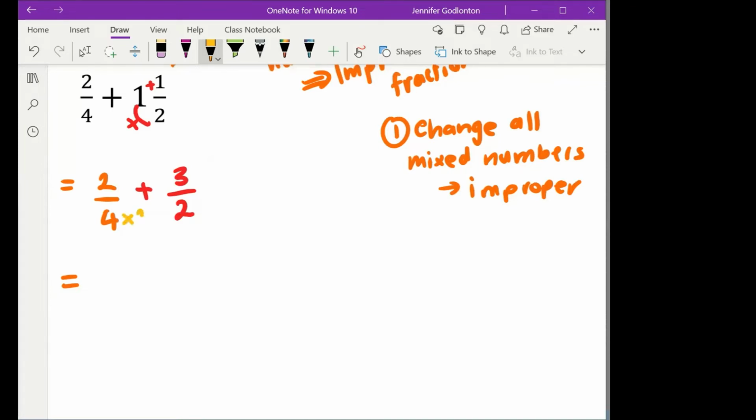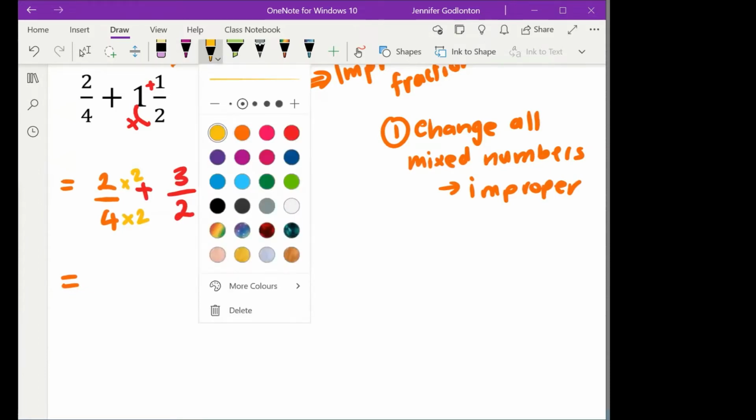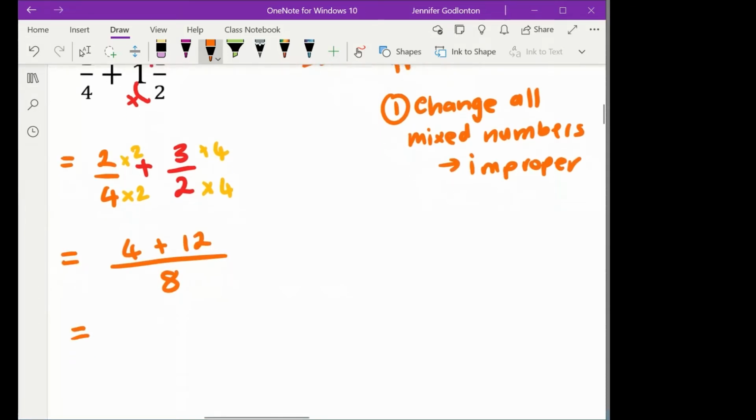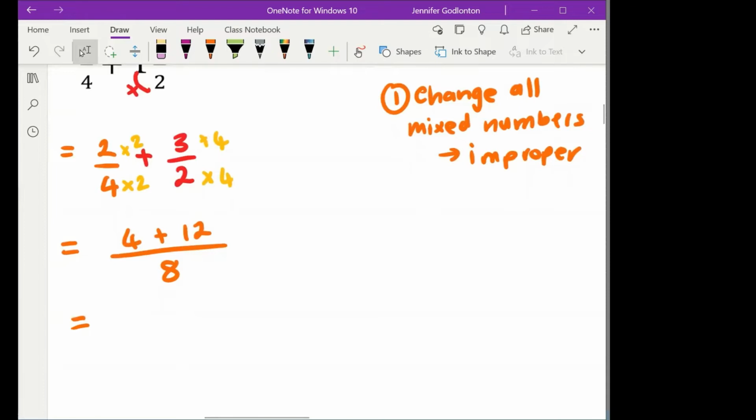Okay, I can absolutely do that. Beautiful. So where am I going to go to from there? You're going to have 8 as a denominator. And then 2 times 2 is 4, and 3 times 4 is 12. Excellent. And then you add them together, which is going to give me what? 16. Good. And what would my final answer be?